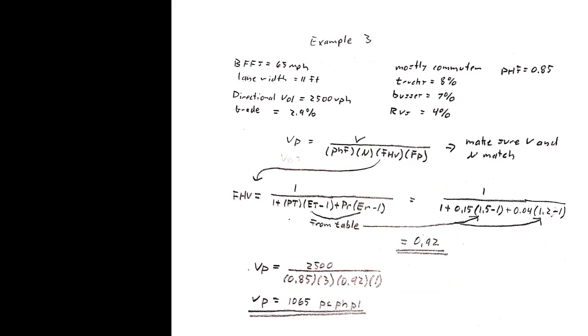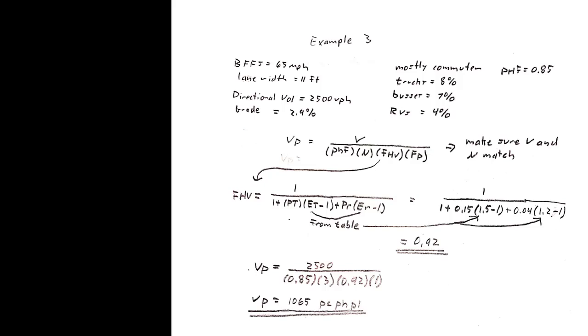In this example, base free flow speeds, you can see the givens at top. The first thing that you will always see is that flow rate, so vP equals your V over your peak hour factor times N times fHV times fP. Almost always you'll have to calculate your fraction of heavy vehicles, and you're going to have to look for your ETs and your ERs in tables.